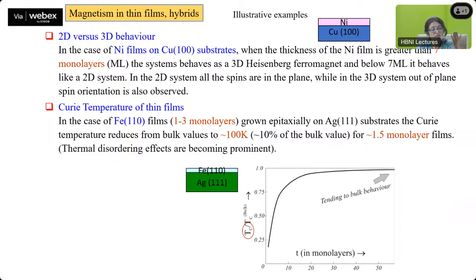So, Curie temperature of thin films. Suppose an iron thin film is grown epitaxially over a silver substrate, the Curie temperature reduces from bulk values. At the bulk, you will have some values, but when you have a thin film, the Curie temperature reduces to almost only 100 kelvins for a 1.5 monolayer film. Why? Because in this case, the thermal disordering effect is becoming more prominent. So that is why your Curie temperature decreases.